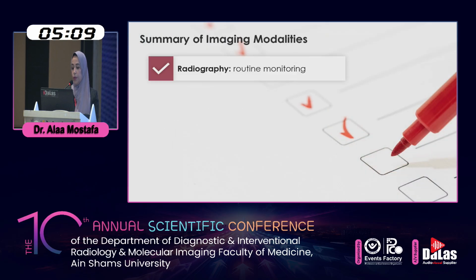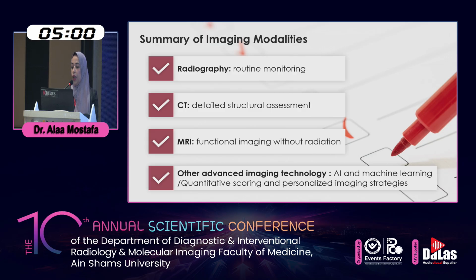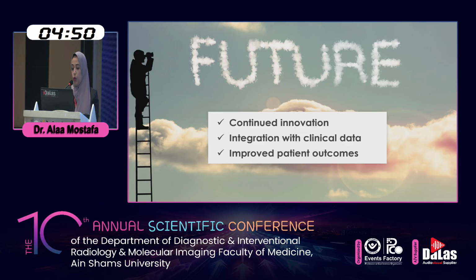To summarize, radiography is best for routine monitoring, CT for detailed structural assessment, and MRI for functional imaging. AI, machine learning, and quantitative scoring are revolutionizing cystic fibrosis imaging. These tools enhance precision and personalization. Imaging will continue to evolve. Integration with clinical data will enable earlier detection, better monitoring, and improved outcomes.